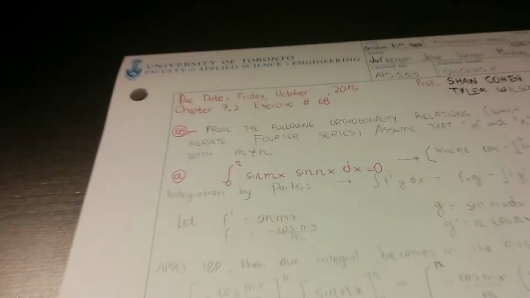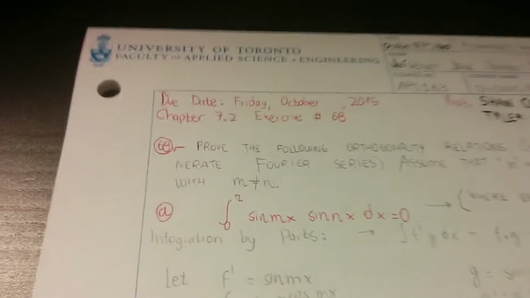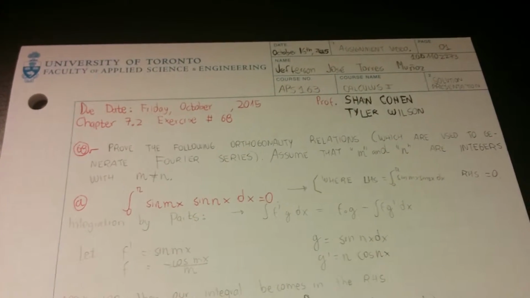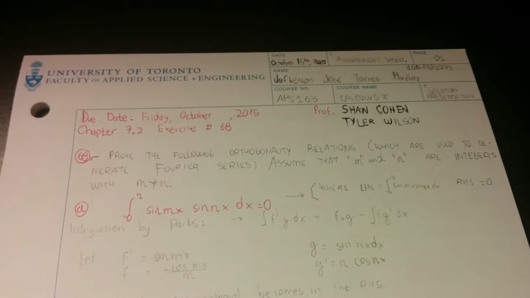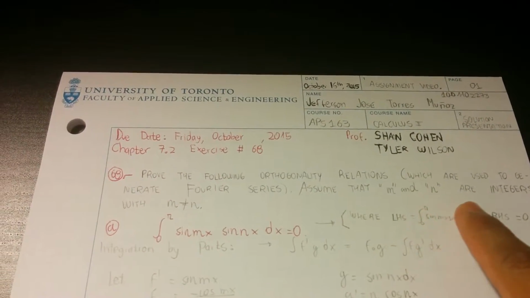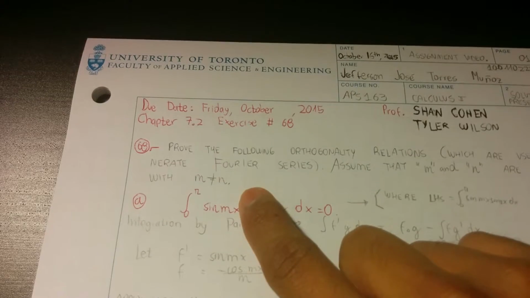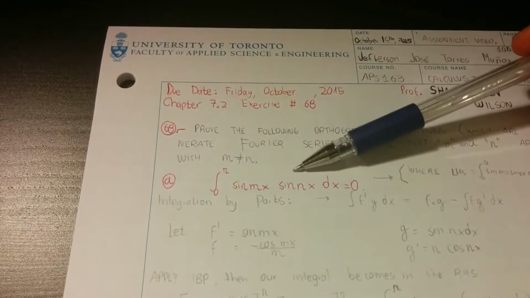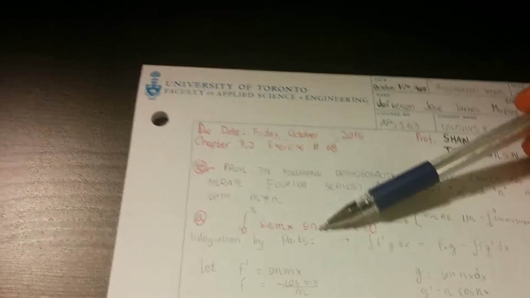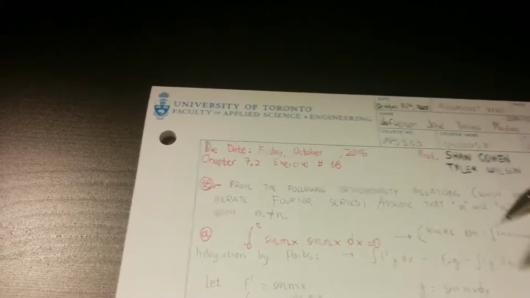So to begin with the explanation, it says: prove the following orthogonality relations, which are used to generate Fourier series. Assume that m and n are integers with m not equal to n. So in this problem, what we need to do is make a proof. We need to demonstrate that the left hand side is the same as the right hand side.